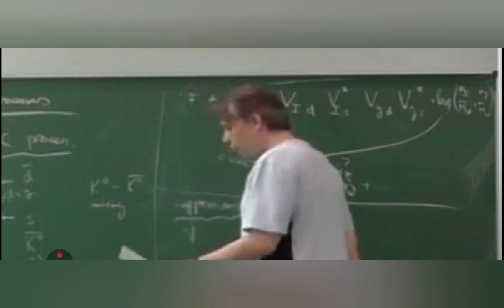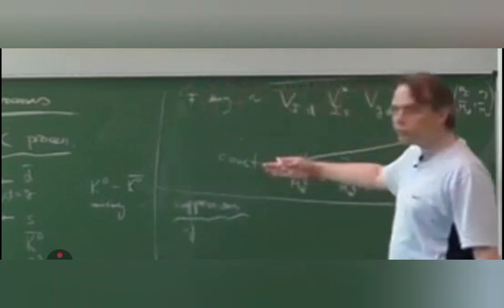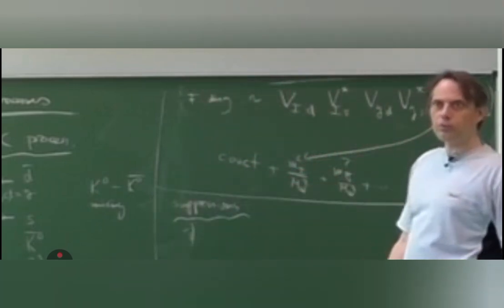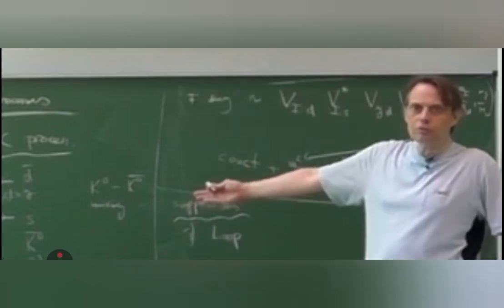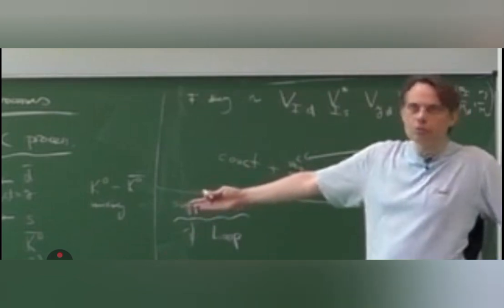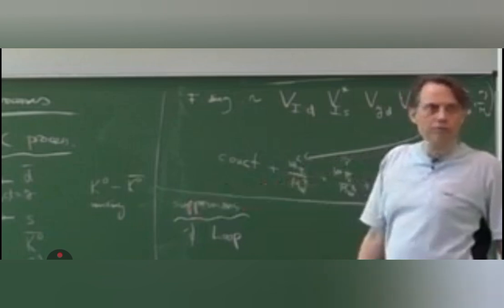The first suppression is, of course, that it's a loop process which appears at higher orders in Feynman diagrams. Why not at tree level? Because there is no tree-level flavor-changing neutral current in the standard model. That is what we proved. There are no flavor-changing neutral current interactions because they drop out.